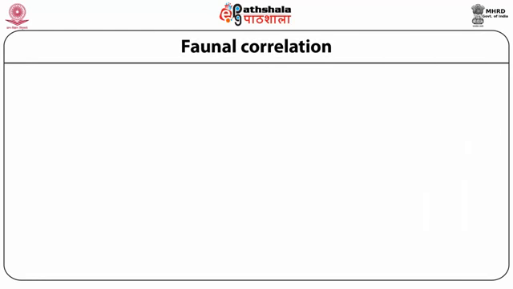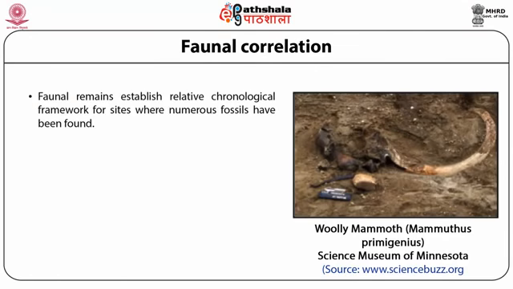Faunal correlation. Analysis of faunal remains sometimes helps to establish a relative chronological framework for sites where numerous fossils have been found. New faunal forms emerged and spread with the extinction of old forms. Fossil vertebrates are also determinants of the Pleistocene environment. Mollusks and insects are sometimes used as indicators of past climate.